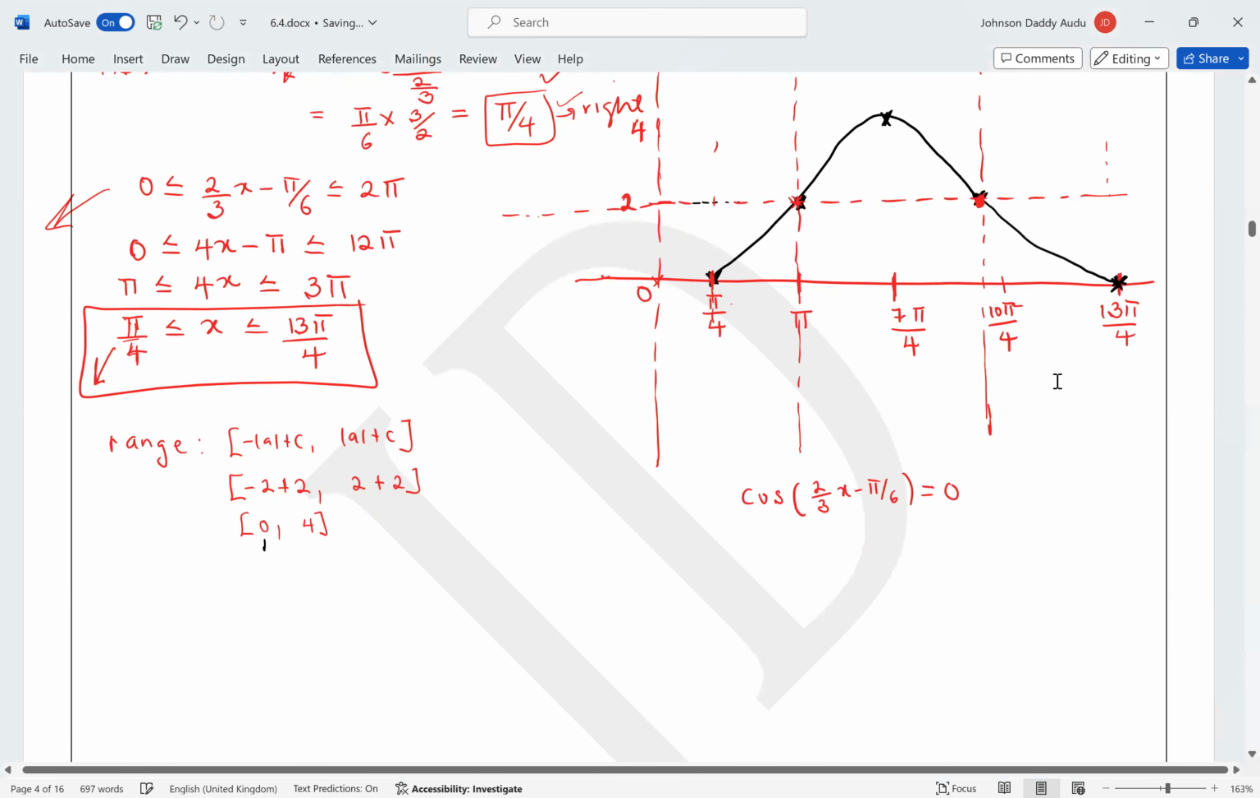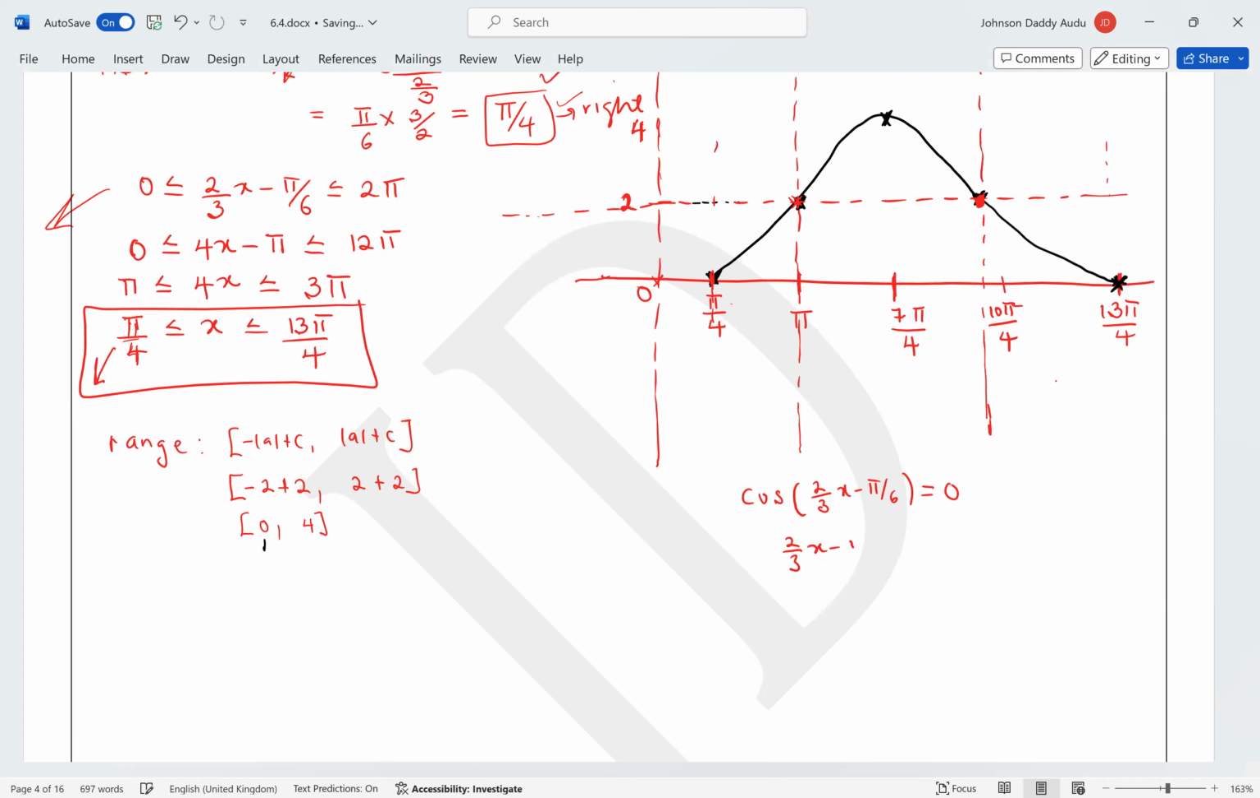Now, what does that mean? This means that 2 over 3x minus pi over 6 is going to be pi over 2 plus n pi. And now you can multiply. 2 over 3x is equal to pi over 2 plus pi over 6 plus n pi. Now you can multiply both sides by 6, so that here becomes 4x, here becomes 3 pi, here becomes pi and here becomes 6n pi, right? So we will have that 4x is equal to 4 pi plus 6n pi.